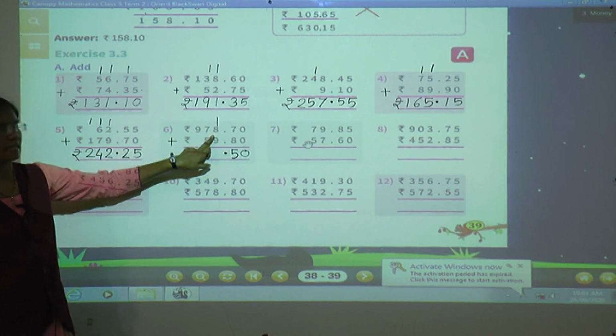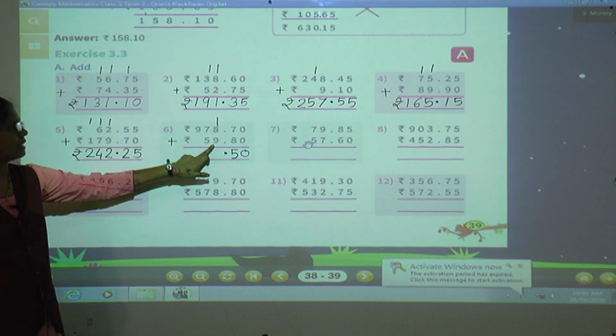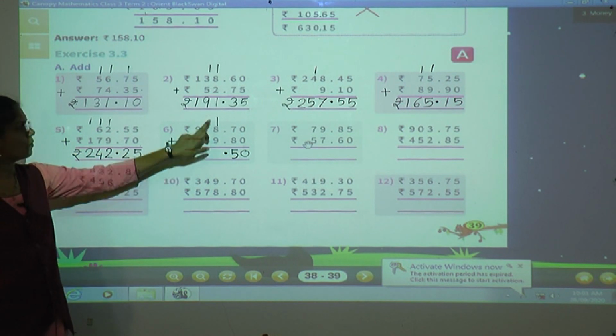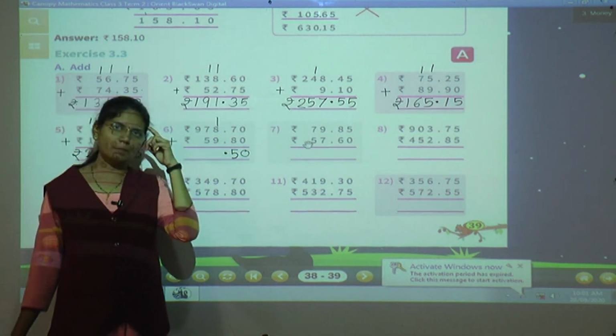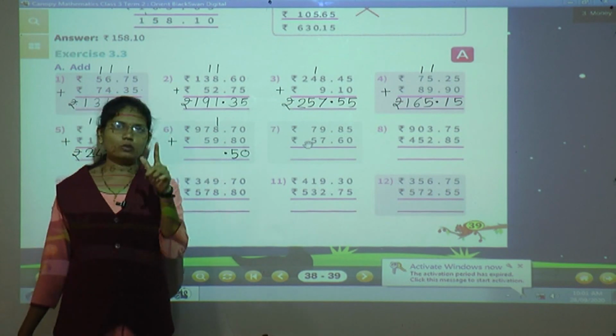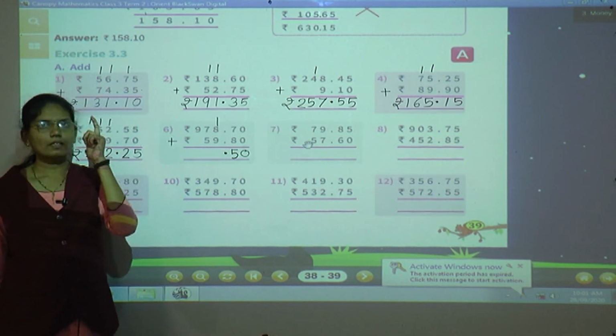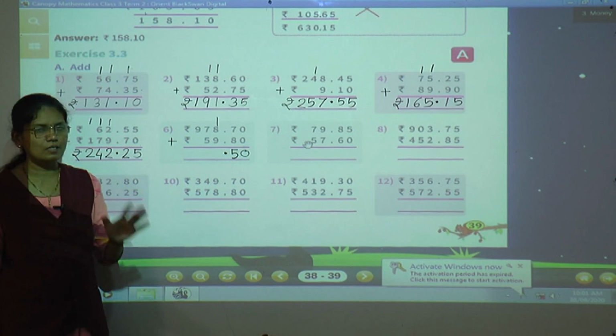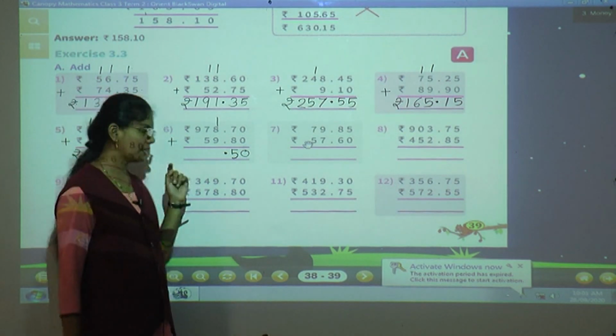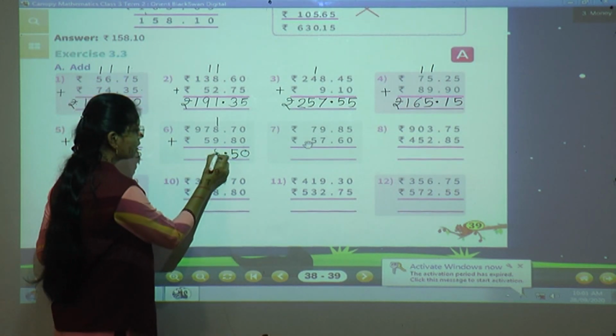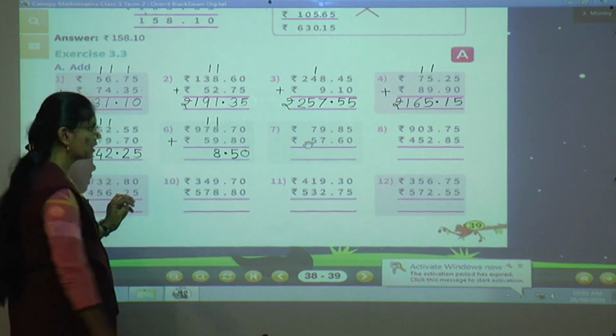Now here 1 plus 8, 9. 9 plus 9. Keep this 9 in your mind, and this 9 you have to take on your fingers. So after 9 you have to count your 9 fingers again. So 9 plus 9, 18. Correct. So what will you write here? 8 and 1 as a carry.